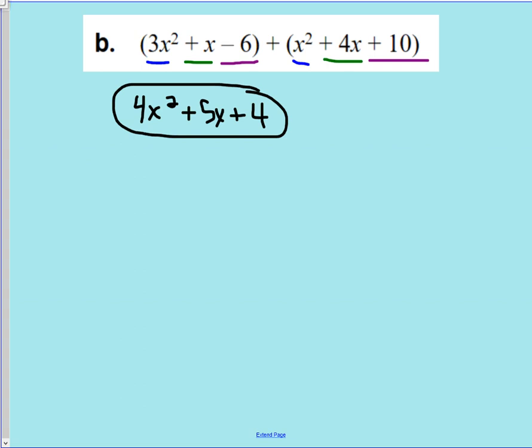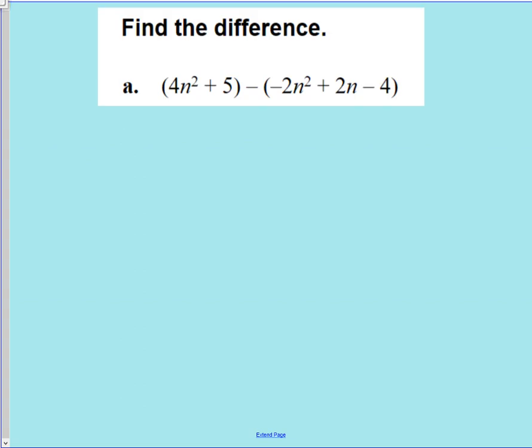All right, subtracting polynomials is a little bit more complicated. The reason is that we are dealing with parentheses right here. Because we have these parentheses, I need to, and this is going to sound funny, distribute the negative sign to everything in there. If you remember, we did this with the distributive property. We talked about distributing this negative sign to each term on the inside. So I'm going to do that right now.